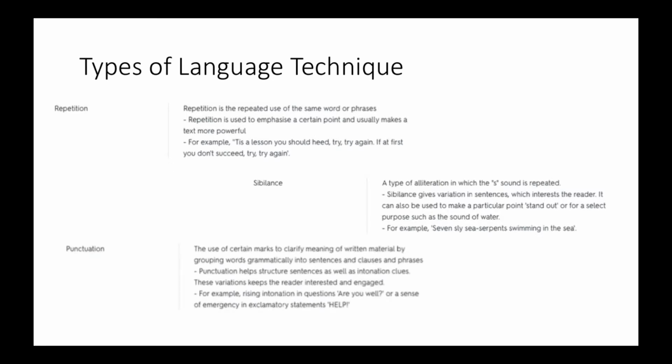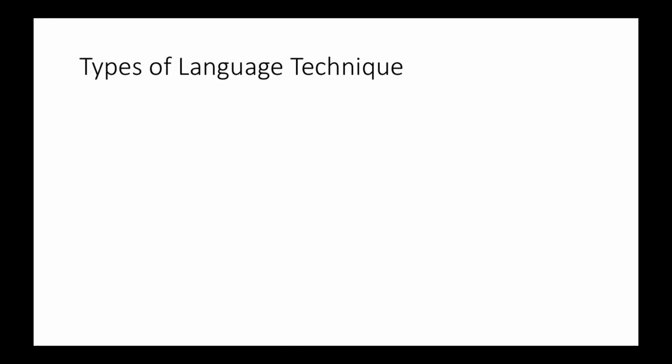So, punctuation is another one. The use of certain marks to clarify meaning of written material by grouping words grammatically into sentences and clauses and phrases. Punctuation helps structure sentences as well as intonation clues. These variations keep the reader interested and engaged. So, for example, a rising intonation in questions, or a tone, "Are you well?" is a question, or a sense of emergency in exclamatory statements, such as "Help!" and they use an exclamation point.